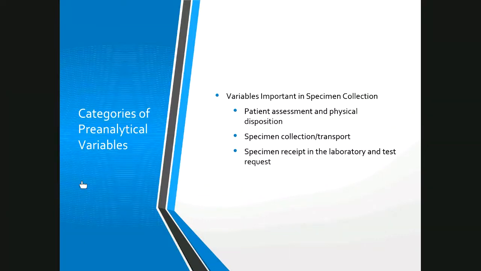So, variables important in specimen collection. We're going to do a patient assessment and physical disposition, and that patient assessment is important in the specimen collection. It lets us know various variables. There are controlled and uncontrolled variables that we will look at in this chapter. We're also going to look at categories of specimen collection and transport, and specimen receipt in the laboratory and test requests.